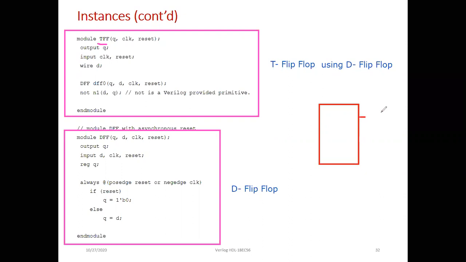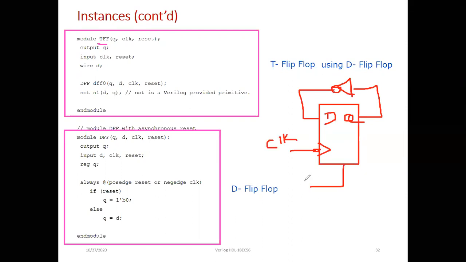It will be like this. Here the NOT gate will come, then here it is connected to this. This is D, this is only Q. So this will be the clock. This is the clock. Then this will be the reset. See, this is totally a D flip-flop. T flip-flop, it is T.